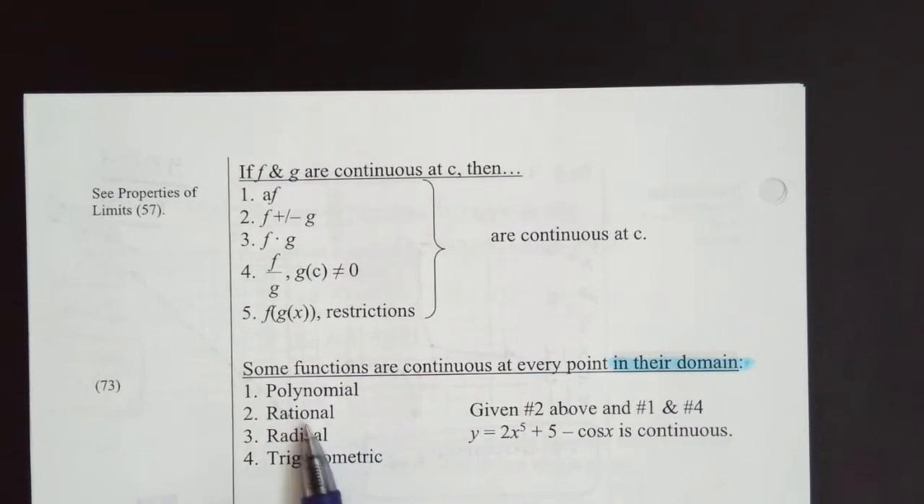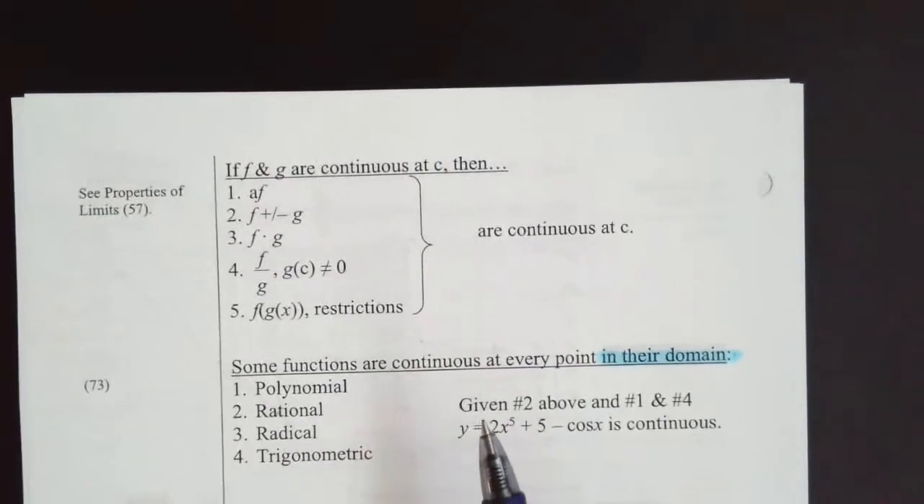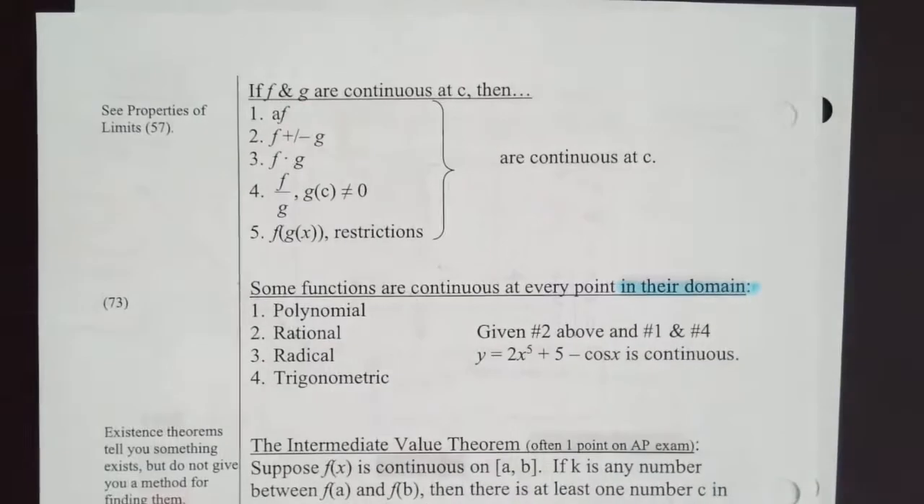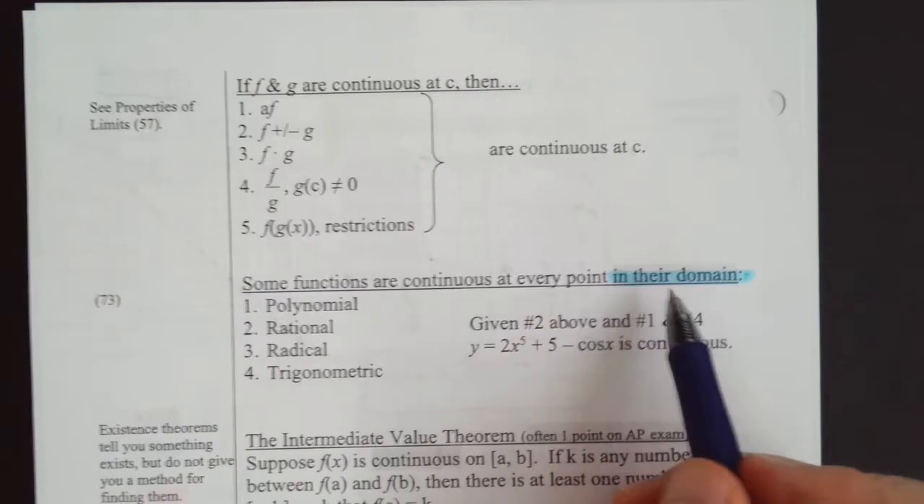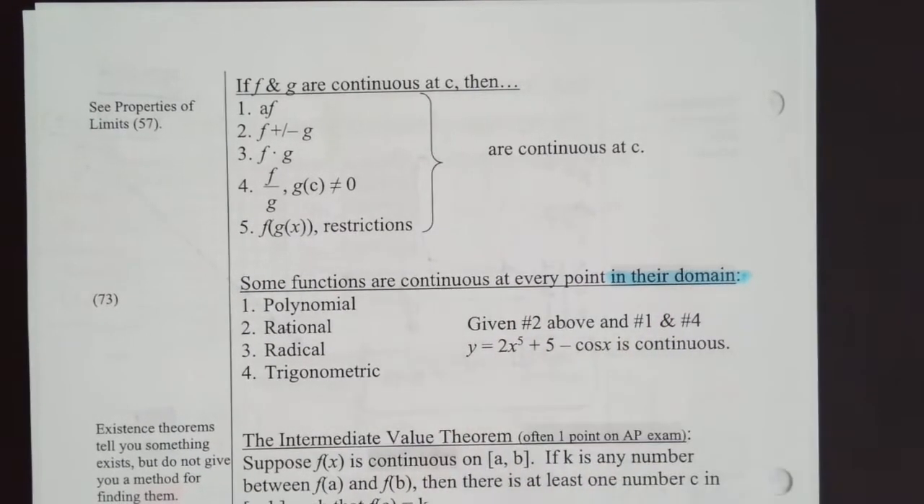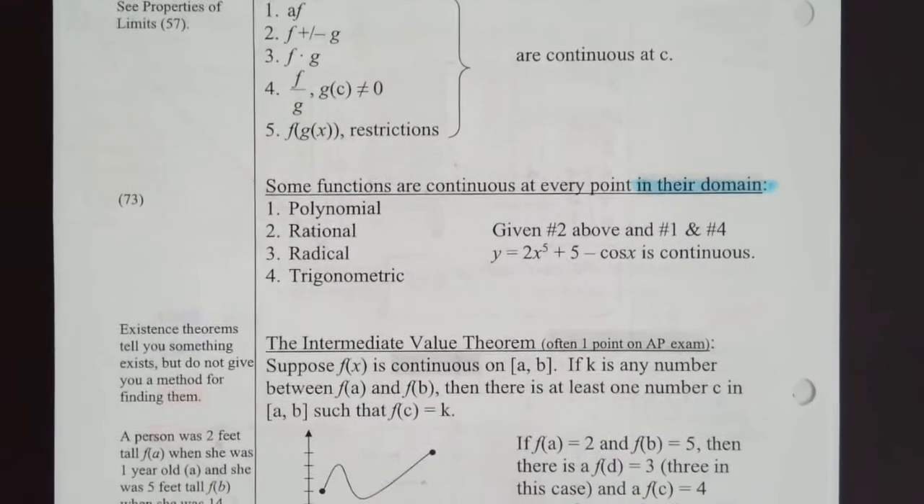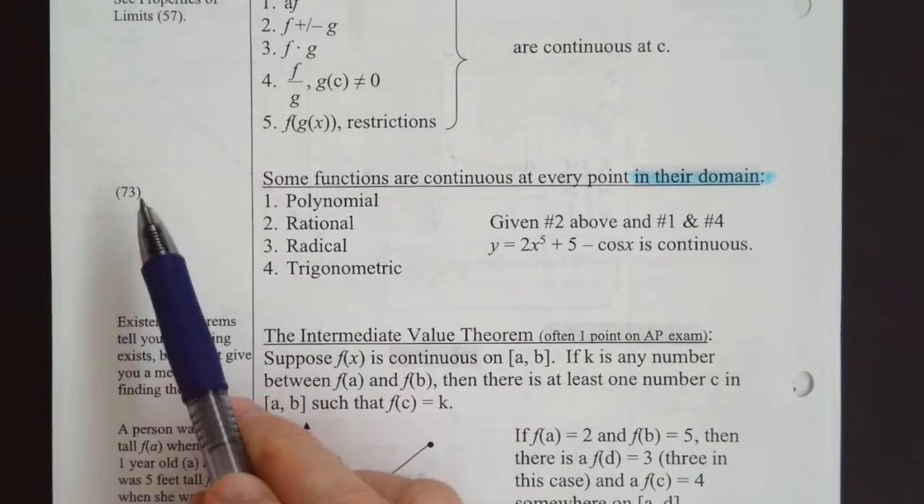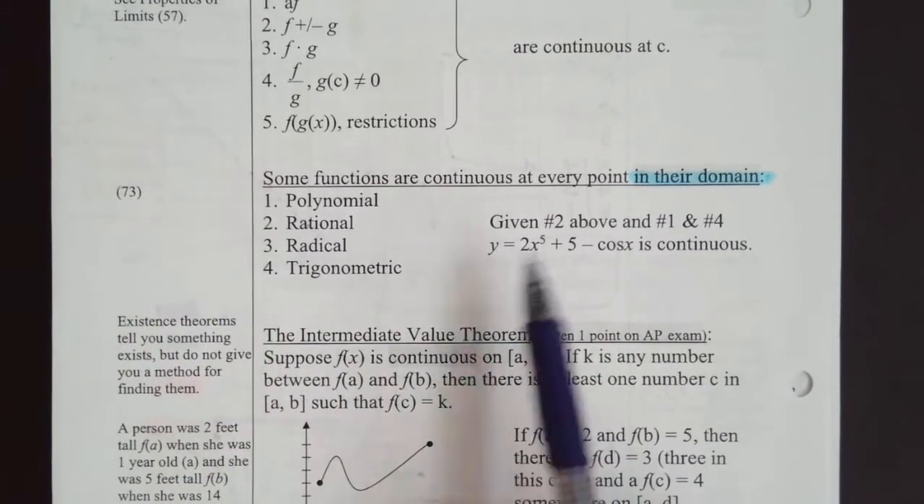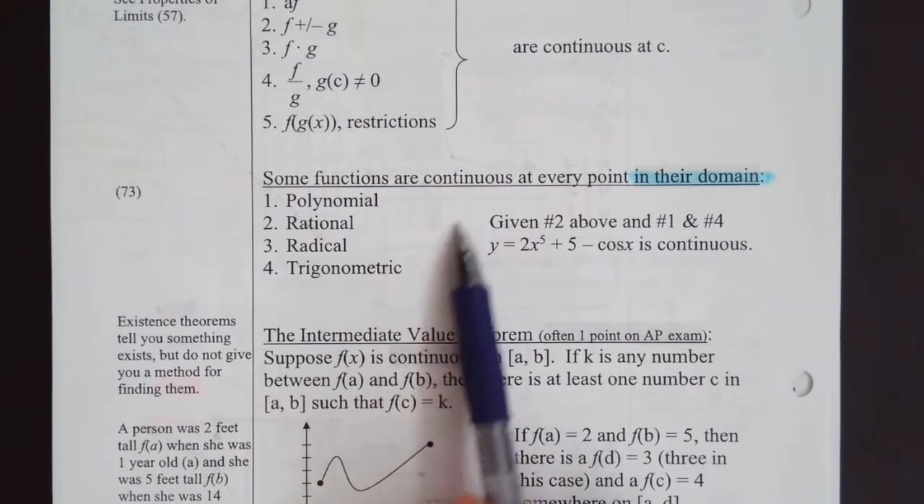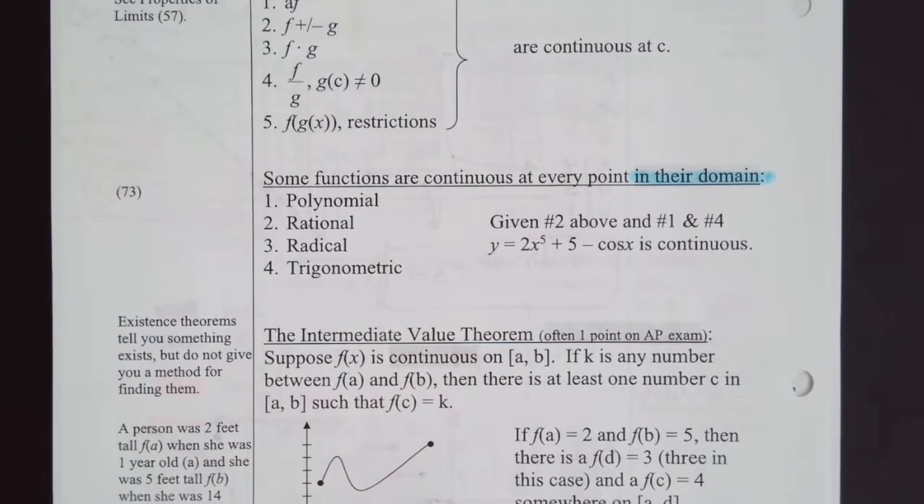Rational function. Now you might think, well, a rational function has a vertical asymptote or a hole, and so it wouldn't be. But this is just saying within their domain. Like I said, we don't even really use that. I don't know why it's there. This is on page 73 of our textbook. So on the domain part, it's fine.